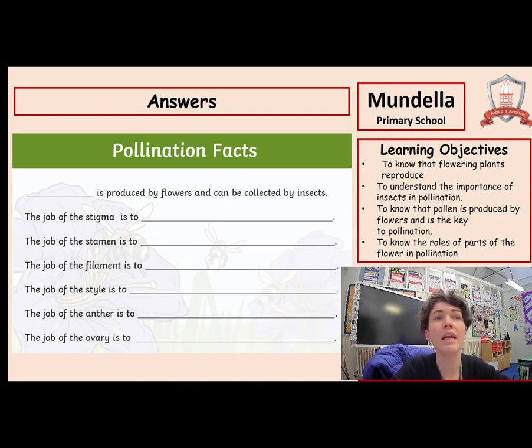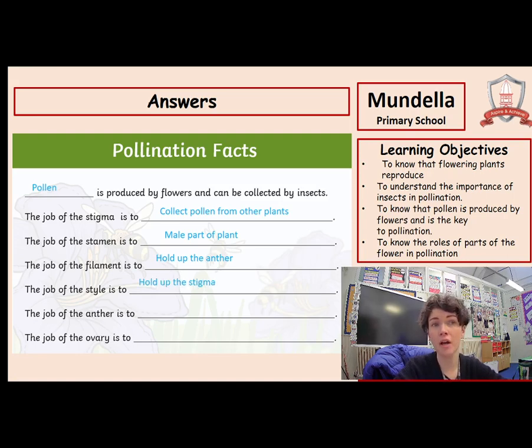So the first one, it is pollen that's produced by flowers and can be collected by insects. Very well done if you got that correct. The job of the stigma is to collect pollen from other plants. Good. The job of the stamen is to... Good. It's the male part of the plant. The job of the filament is to hold up the anther. Good. The job of the style is to hold up the stigma. The job of the anther is to produce the pollen. And the job of the ovary is to hold and protect the ovules.